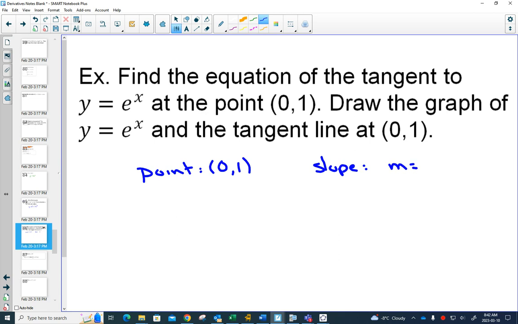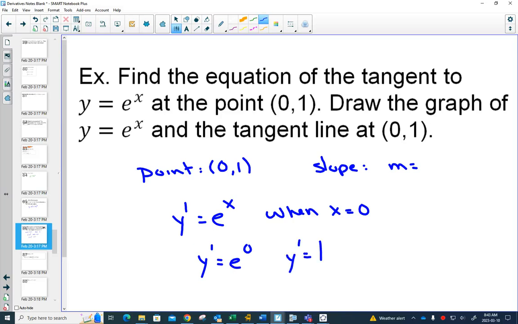We find the slope from our derivative. So we take y equals e to the x. The first thing we're going to do is find our derivative, and the derivative is e to the x. We are trying to find it when x equals 0. It's pretty obvious that you plug in 0 and you'll get 1. So then we know that our slope is 1.